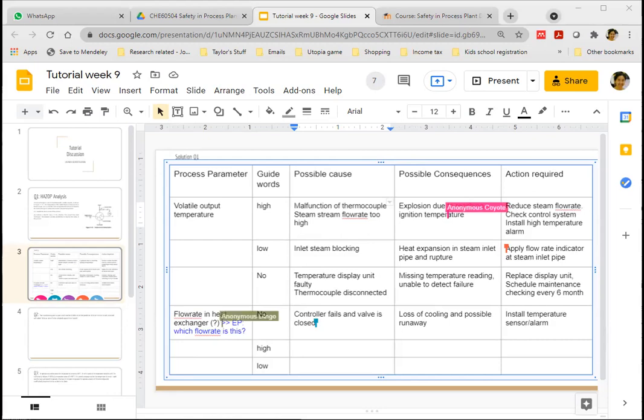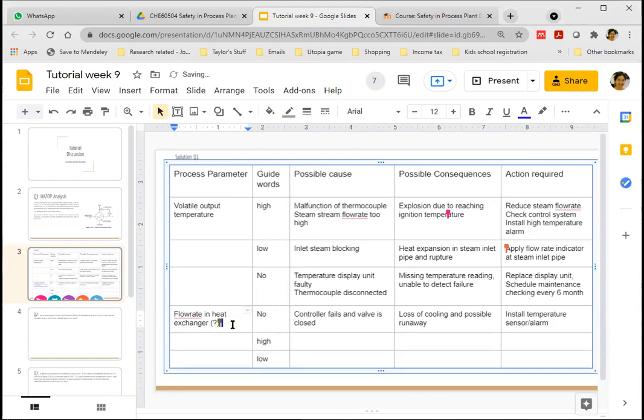Hi, I think we are almost done. It's just the flow rate at the heat exchanger. Which flow rate are you talking about here? You have so many flow rates. You have your volatile flow rate, you have your steam flow rate. So which one are you looking at? Once you get that correction done, then we can start to talk about this hazard table.